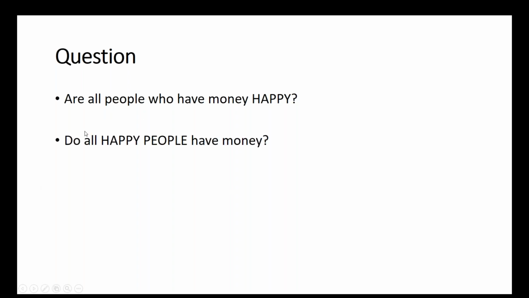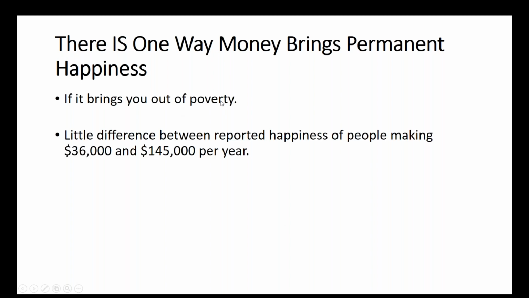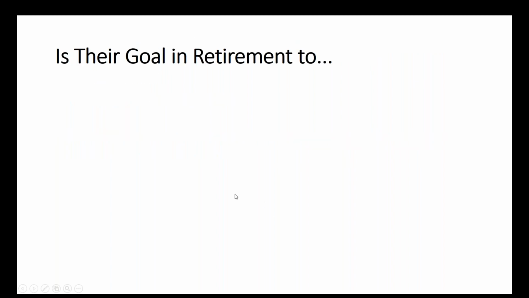To you. So question, are all the people who have money happy? Do all the happy people have money? There's one way that money brings permanent happiness, and that's if it brings you out of poverty. If it brings you out of poverty, that will bring you happiness, or at least allow you to be happy. But here's the funny thing. There's little difference reported in happiness between people making $36,000 to $145,000. And here's what they found. Once you make more than $500,000 a year, guess what happens to happiness? It goes down. And there's all sorts of reasons for that, but it goes down.